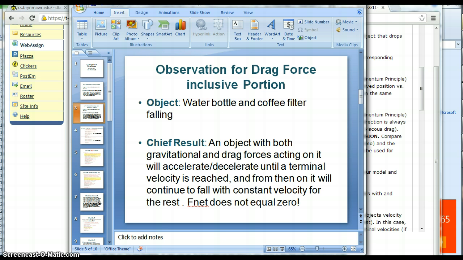And then for the drag force portion of this lab, the same objects were under observation, and I came to the chief result that an object with both gravitational and drag forces acting on it will accelerate or decelerate until a terminal velocity is reached, and from then on it will continue to fall with that same constant velocity. And the F net does not equal 0 for that part either until it reaches that terminal velocity.